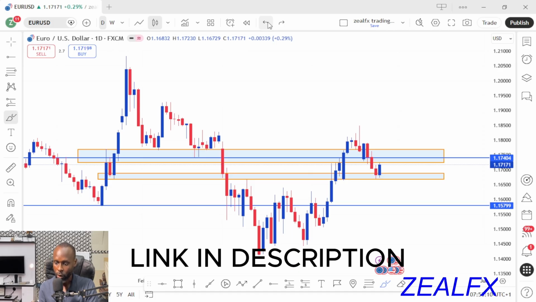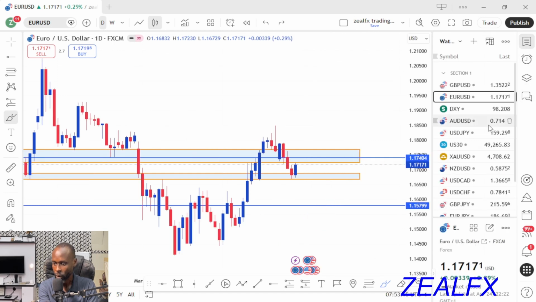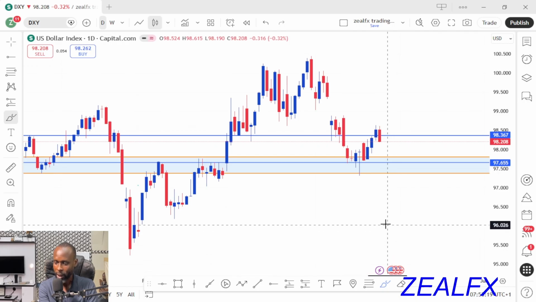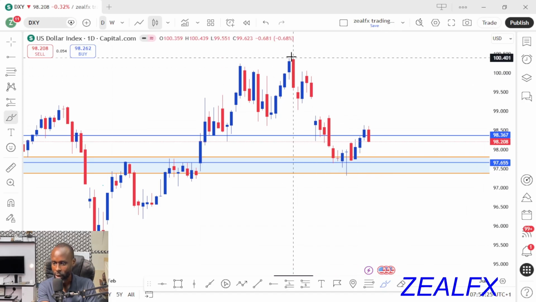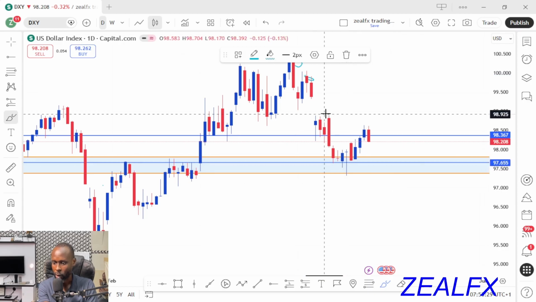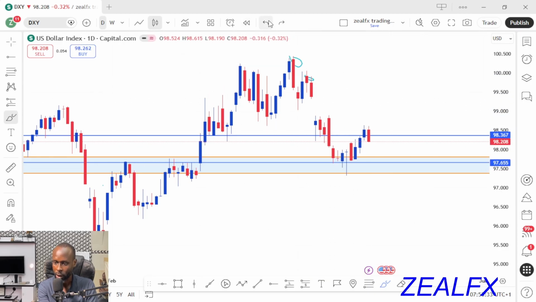So let's continue with the analysis. Let's look at our next pair, which is the DXY. DXY on my daily chart is currently shifting trend to a bullish trend. Previously, we can see we have this inner structure, a higher high, then we have a lower high and a lower high. So this is an indication for what? For a bearish trend on the DXY.